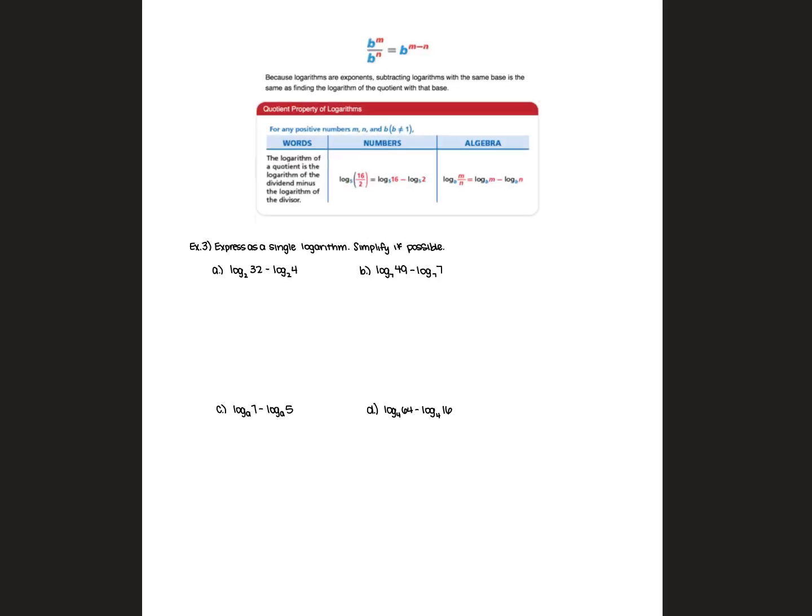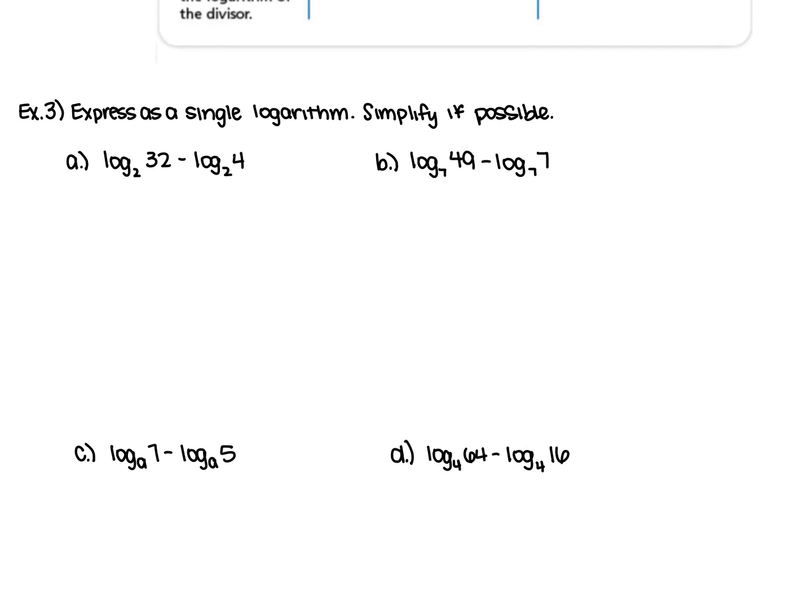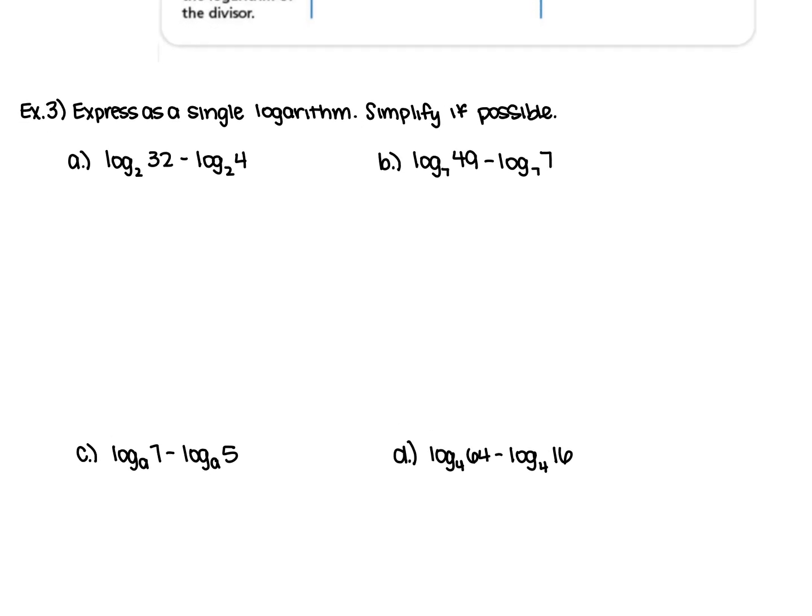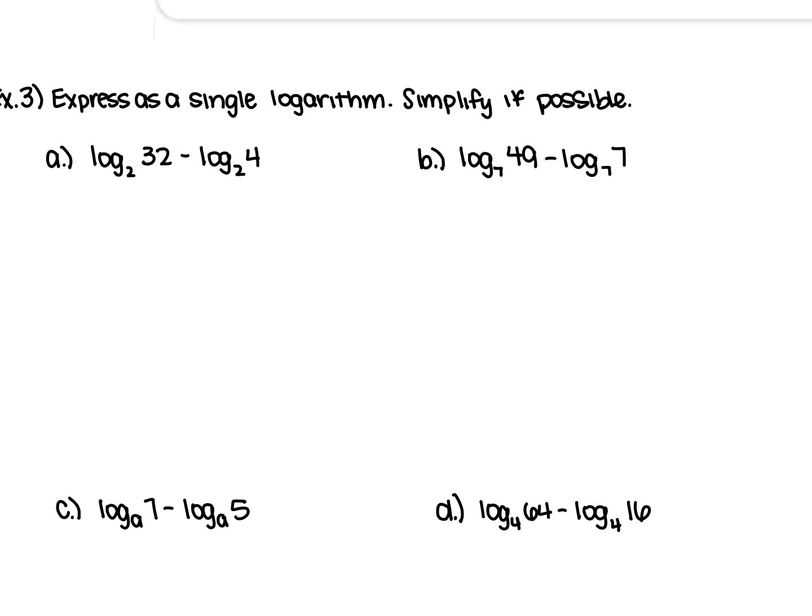Your next section goes over the properties with subtraction or division. So subtraction is interchangeable with division. Anytime you see these problems with the same base and it's separated with subtraction, you can rewrite using division. So for A, you have log 2 of 32 minus log 2 of 4. You have subtraction there, so represent that subtraction with division because your two bases are the same.